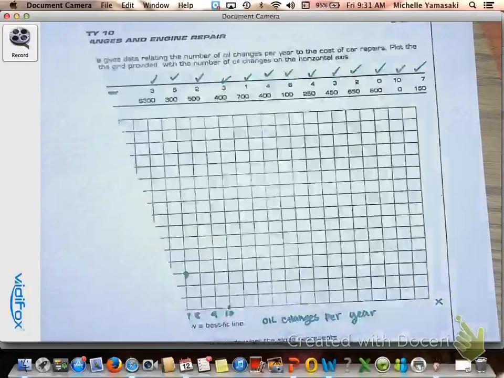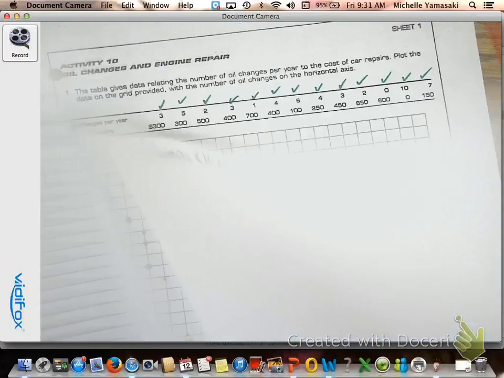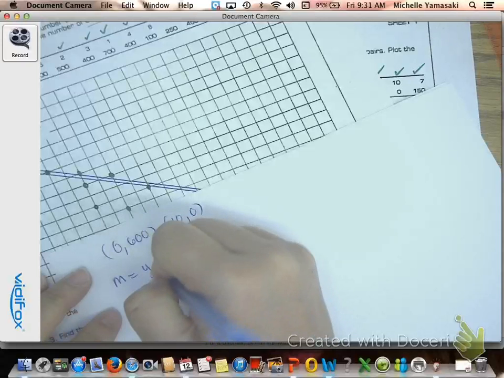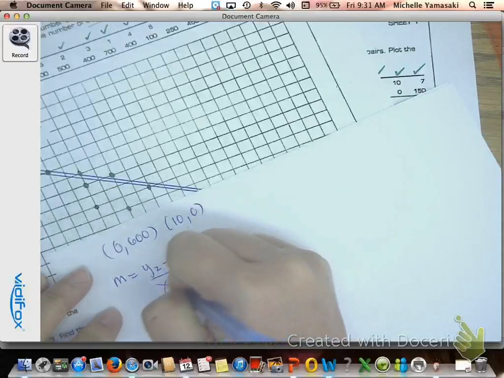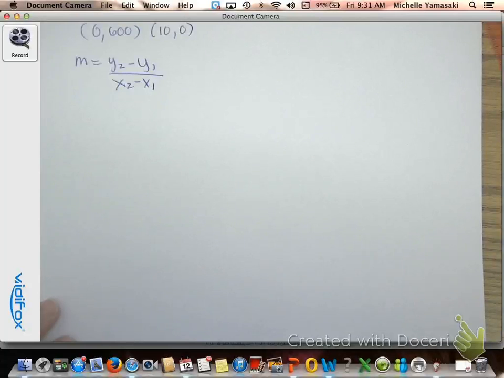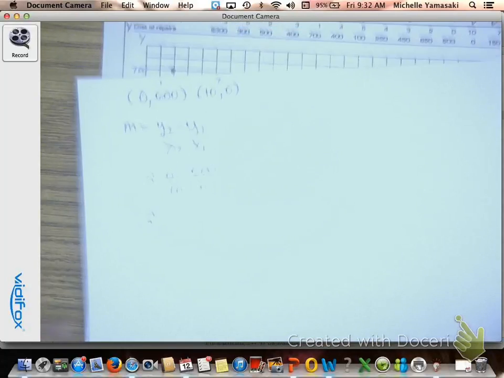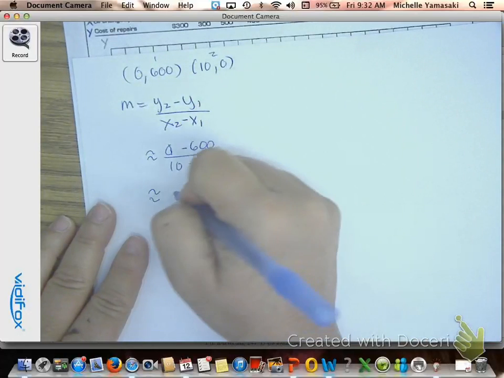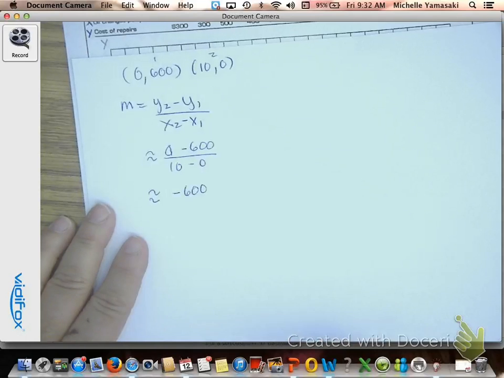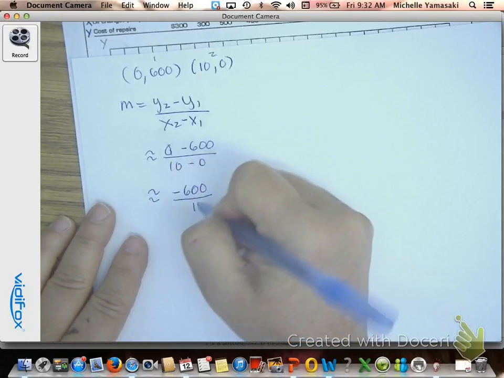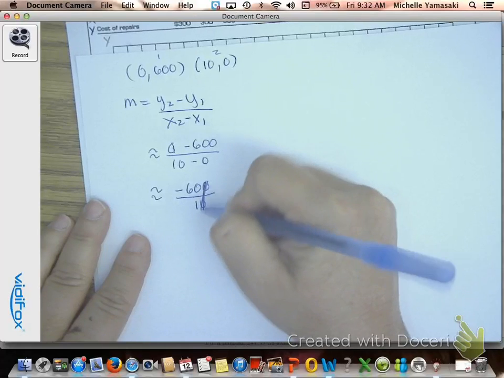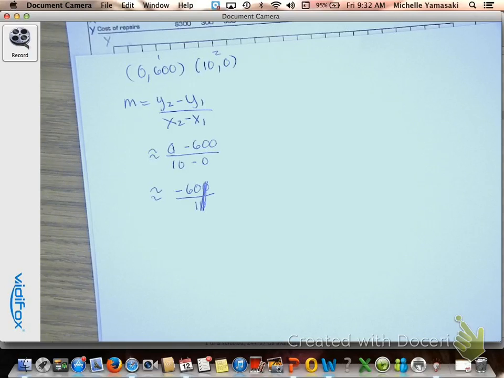All right, so my slope is... Okay, finding your slope. Give me a thumbs up when you're done. All right, so now as we find our slope, I'm doing 0 minus 600, and we get negative 600. And we also get 10 minus 0 is 10. And I'm going to reduce this.